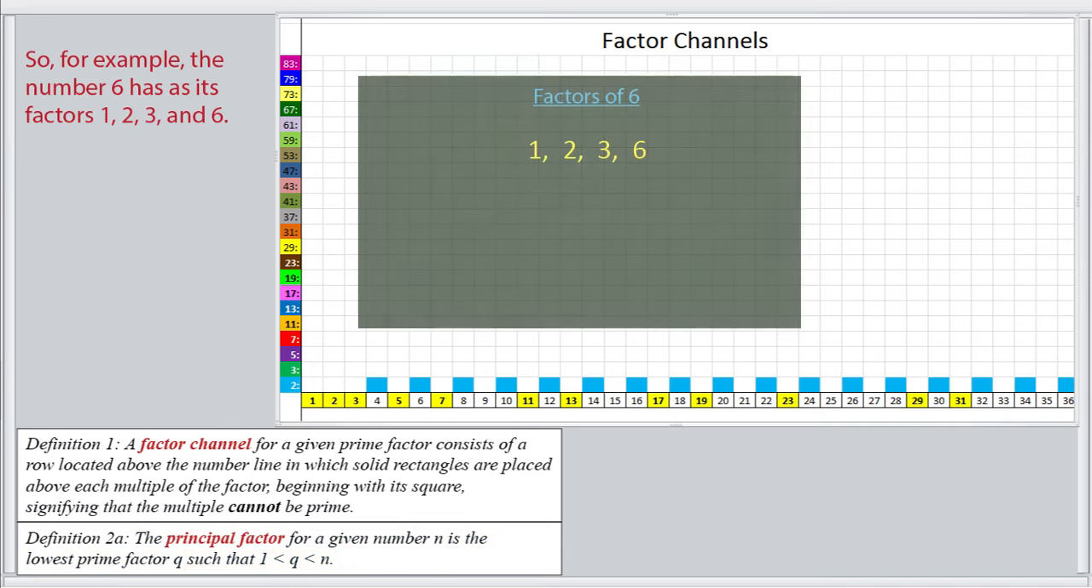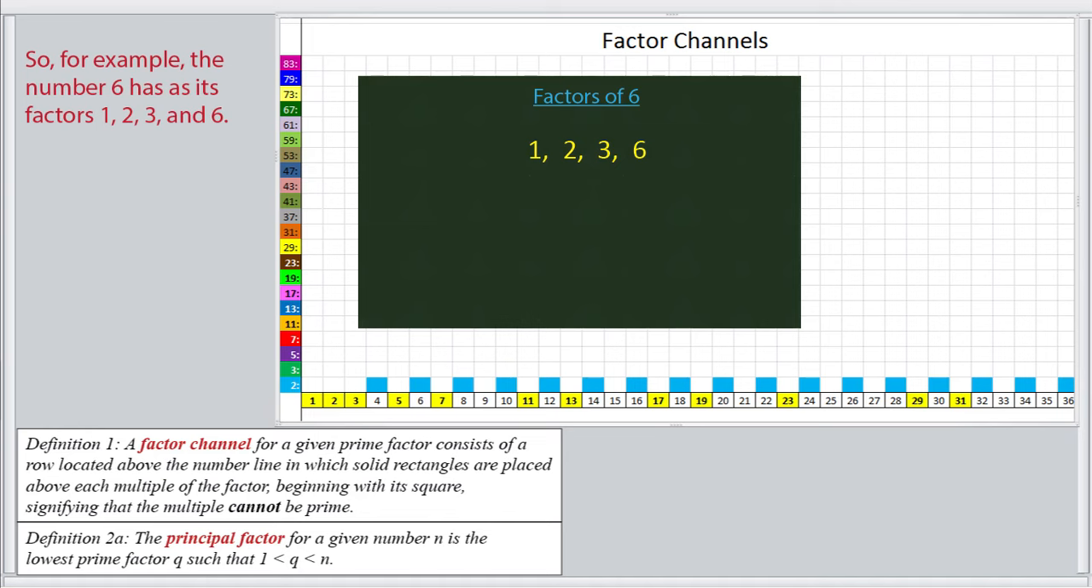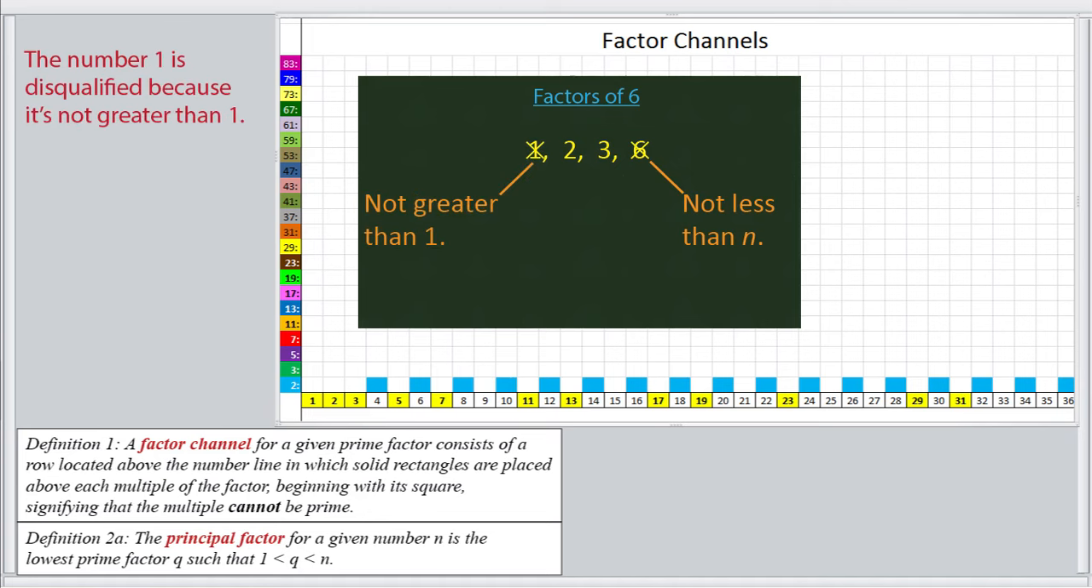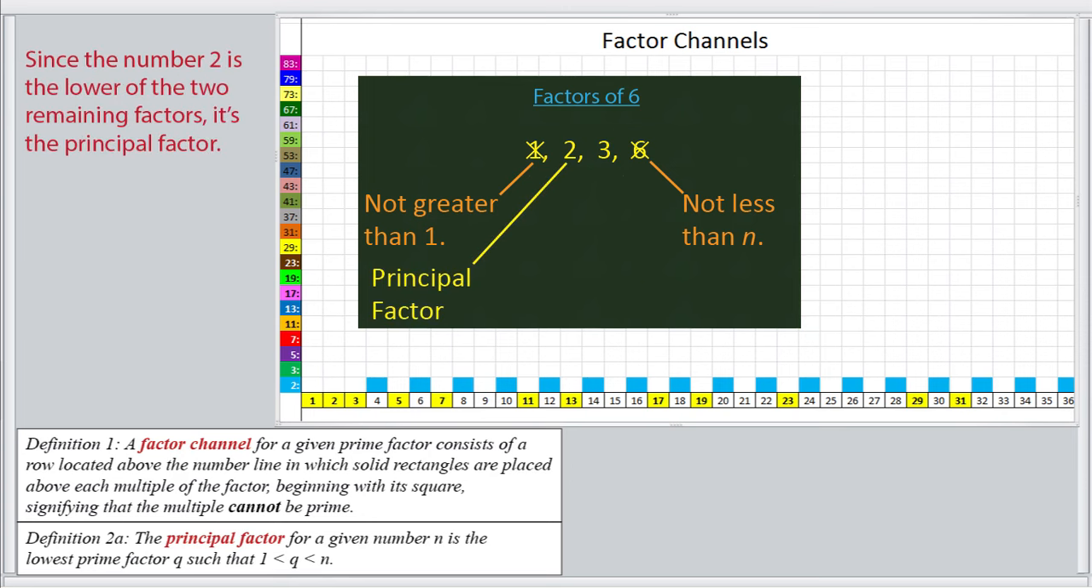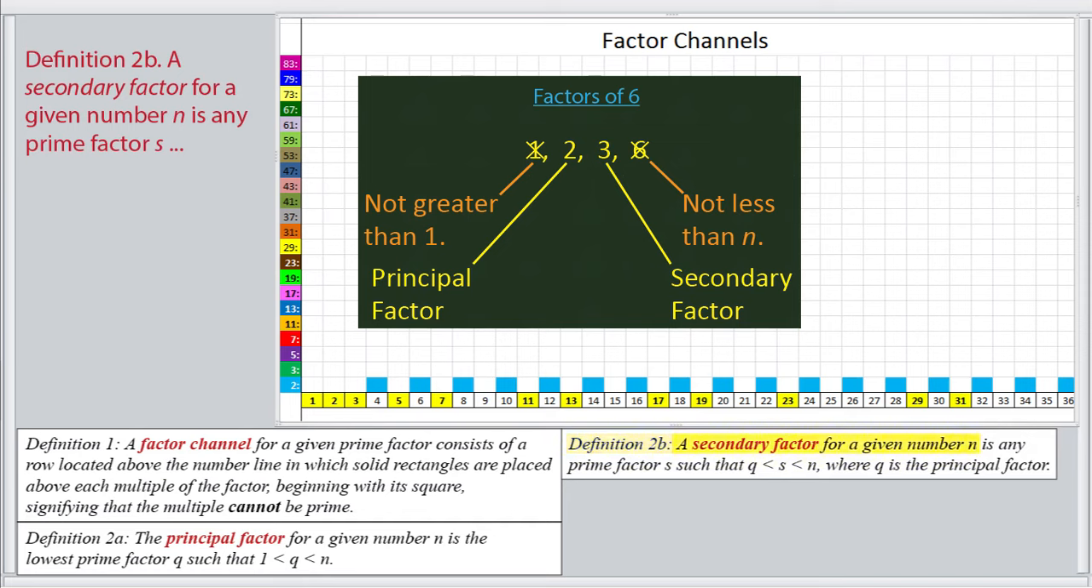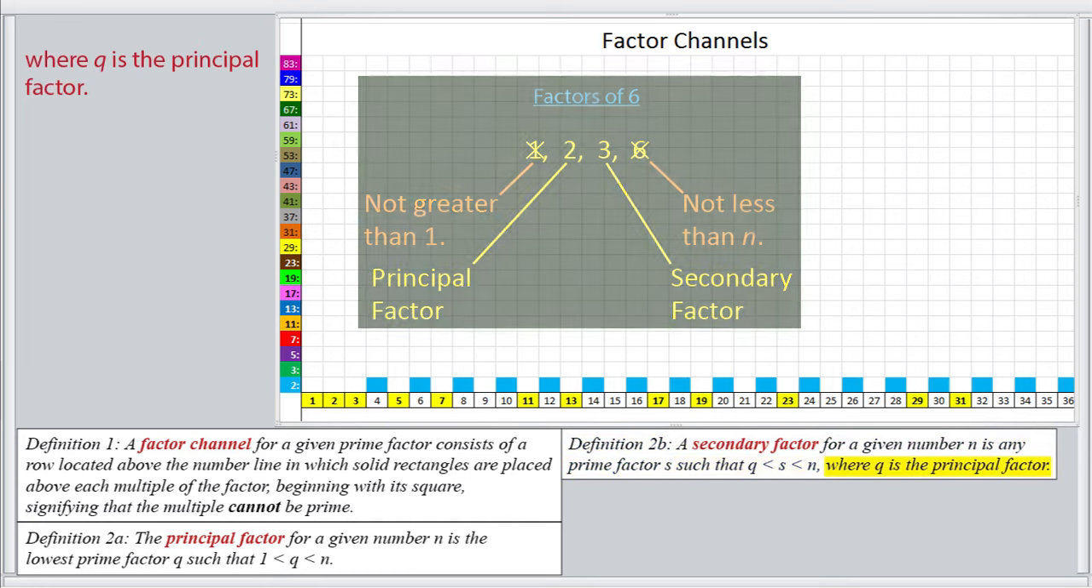So for example, the number 6 has as its factors 1, 2, 3, and 6. The number 6 is disqualified from being the principal factor because it's not less than n. The number 1 is disqualified because it's not greater than 1. Since the number 2 is the lower of the 2 remaining factors, it's the principal factor. Thus we regard 3 as a secondary factor. Definition 2b. A secondary factor for a given number n is any prime factor s such that s is greater than q but less than n, where q is the principal factor.